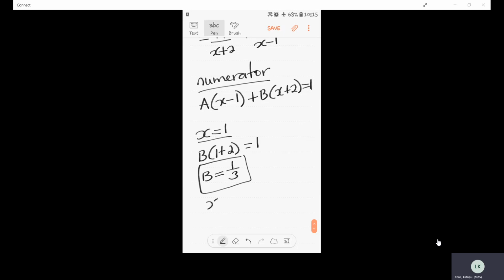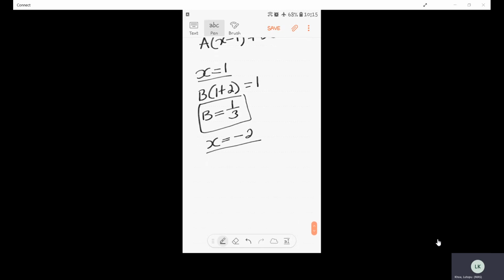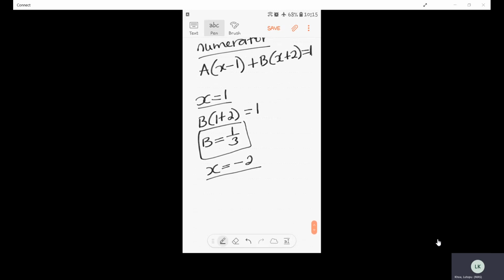And then when x is equal to minus 2, you can see that the B over there will disappear. Then I have A times minus 2 minus 1. This is equal to 1. This means that A is equal to minus 1 over 3.